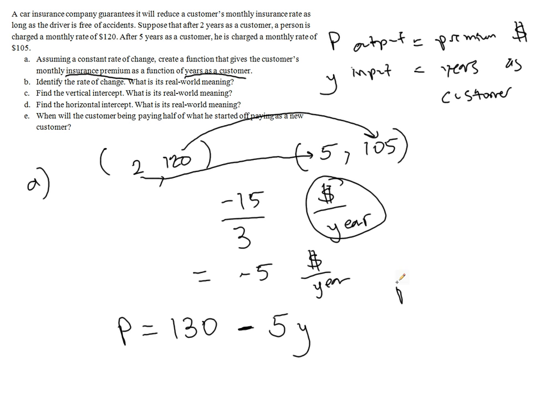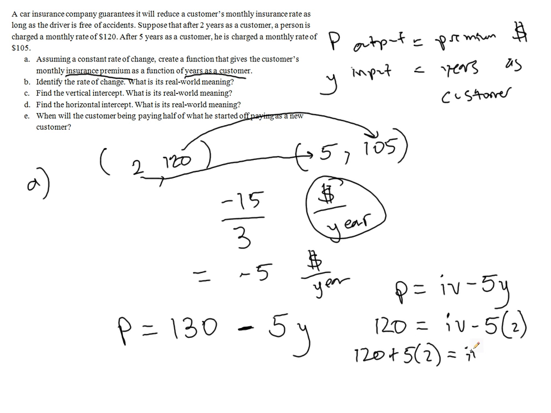Alternatively, we could go through this whole process of saying, well, I don't know what the initial value is, but I can use an ordered pair to help me figure that out. So if I pick 120 was the premium, 2 was the number of years, that tells me that 120 plus 5 times 2 would give me my initial value, and that would be 130. So my rate of change is negative 5, and that means that I get a $5 rate decrease per year.